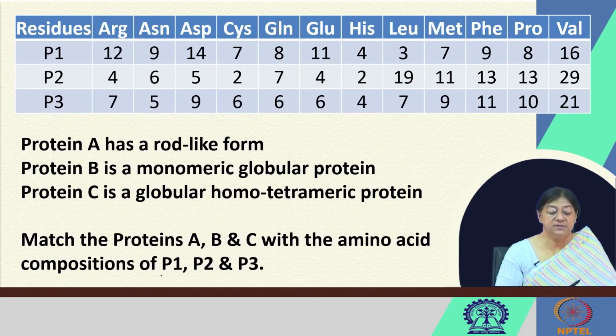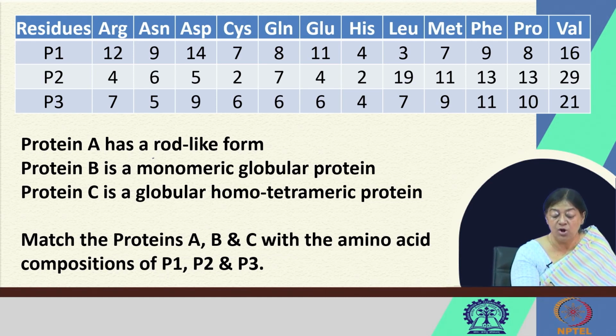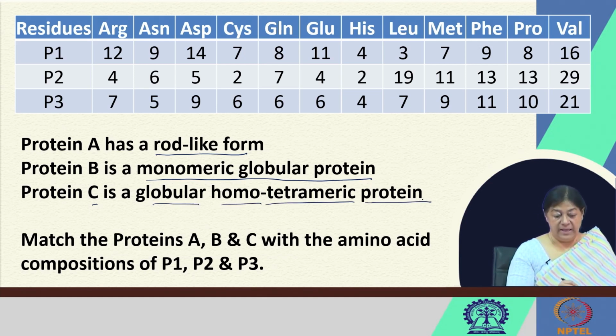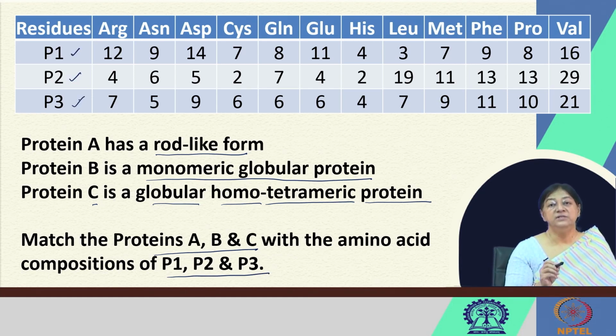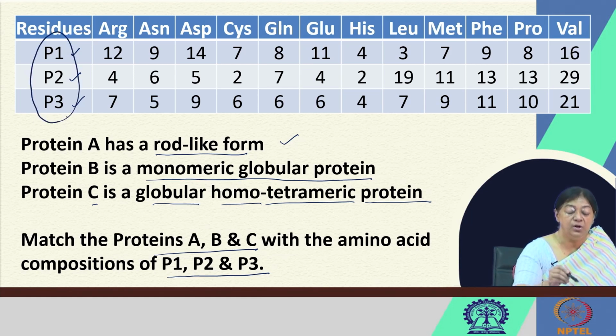In our next problem, there is a series of residues given here and the number of each type. And there is information about 3 different proteins. Protein A has a rod-like form, protein B is a monomeric globular protein, and protein C is a globular homotetrameric protein. And the problem here is that we have to match the proteins A, B and C with the amino acid compositions given for P1, P2 and P3. So, we have to now observe the types of amino acids and the specific numbers of each type. So, the information here is that protein A has a rod-like form. So, among P1, P2 and P3, which is protein A?